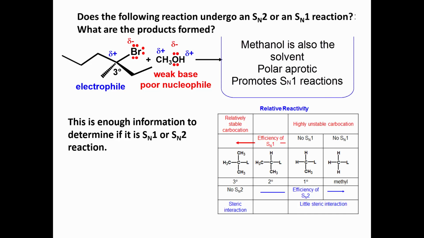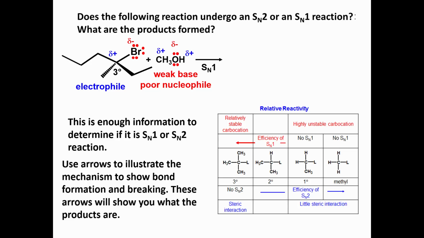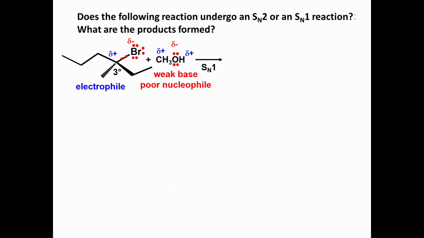The solvent is polar protic, which helps promote an SN1 reaction. The alkyl halide is tertiary and will not undergo an SN2 reaction. This is an SN1 reaction. Use arrows to illustrate the mechanism and show bond formation and breaking. These arrows will show you what your products are.